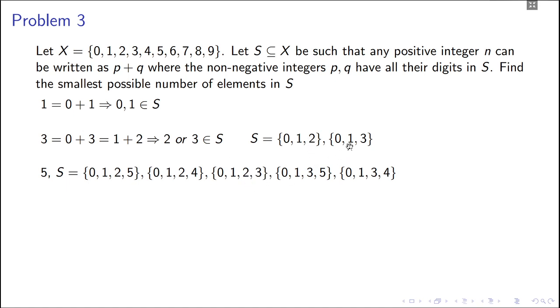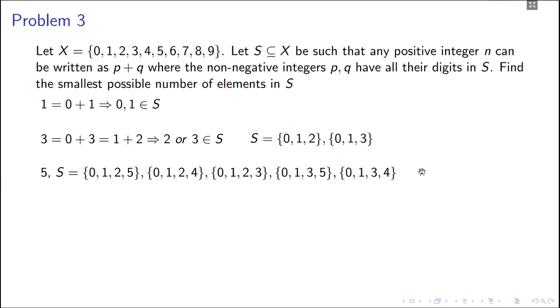So we have this. Here also you can write 0 plus 4. So I mean 0 plus 5 here. So you'll get this 0, 1, 3, 5. Or you can get 1 and 4. So it will be 0, 1, 3, 4. Or you can get 3 and 2. So that's already there. So S is, now we see with 5, S is minimum.